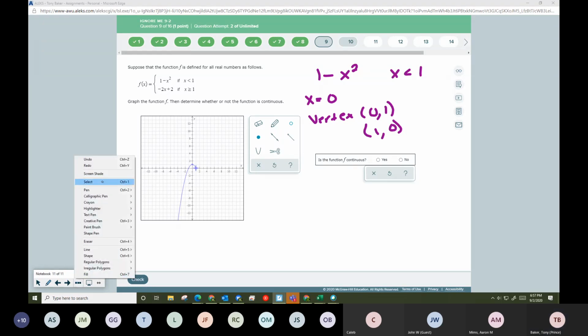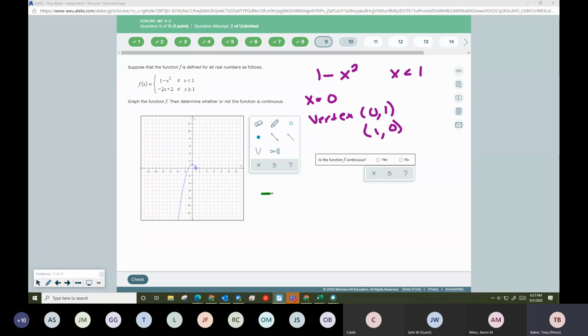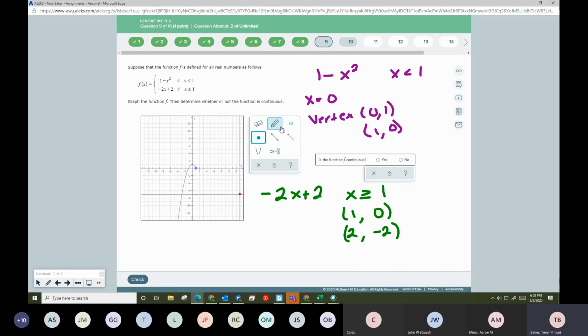Now my next one, I got the negative 2x plus 2, and x is greater than or equal to 1. So if I plug 1 into this problem, I get 0. And then plug another number that works, so we'll use 2, and we get negative 2. So my 2 points, these are both closed dots. So I have a closed dot at 1, 0, which fills in that one, and then at 2, negative 2. So we're going to graph my line off that one.